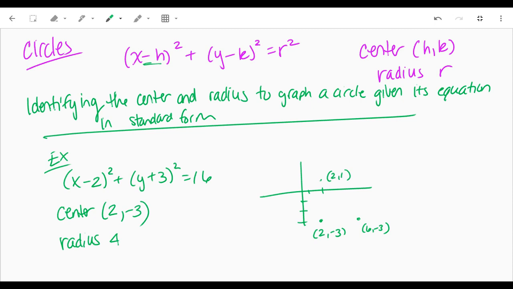Those are probably the easiest ones. You could move 4 units to the left and be at negative 2, negative 3. Or you can move 4 units down and be at 2, negative 7. Any of those will work for your second point. Okay, let's get another one there.